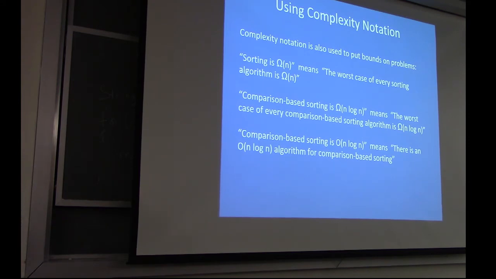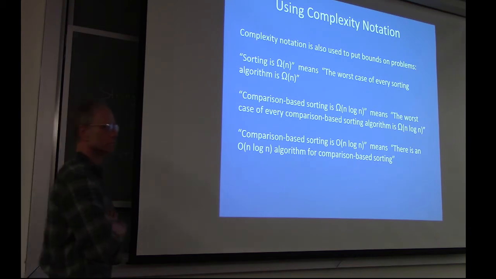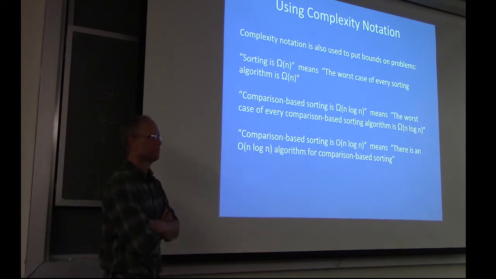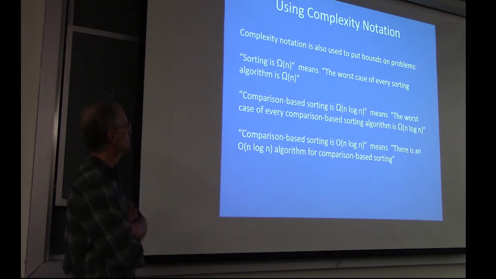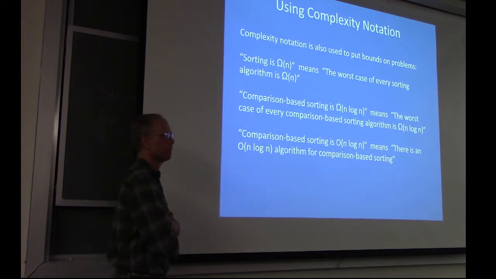Yeah. Is there a reason that for the omega one, when it says comparison-based sorting is omega n log n, that means the worst case of every comparison-based sorting algorithm is that way? Is there a reason that that's different from the O n log n? Because I would have just assumed off the bat that that would mean the worst case of every comparison-based sorting algorithm is O n log n.